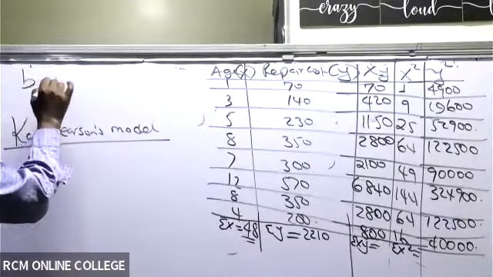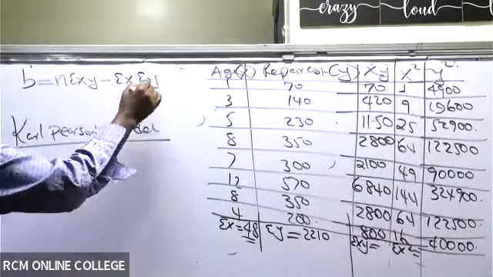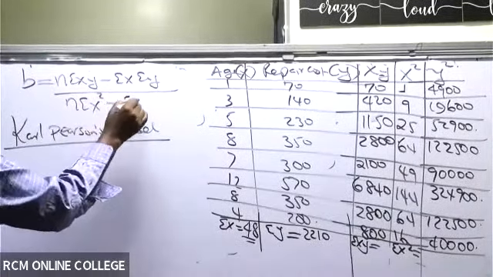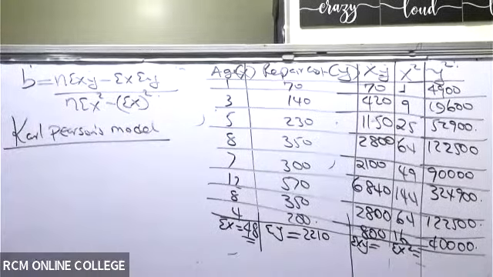When you remember the formula of B, then the Karl Pearson's correlation model will be very easy. To get B, we normally take n summations of xy, minus sum of x, sum of y, all over n sum of x squared minus, in bracket, sum of x squared. That is the formula for getting B.